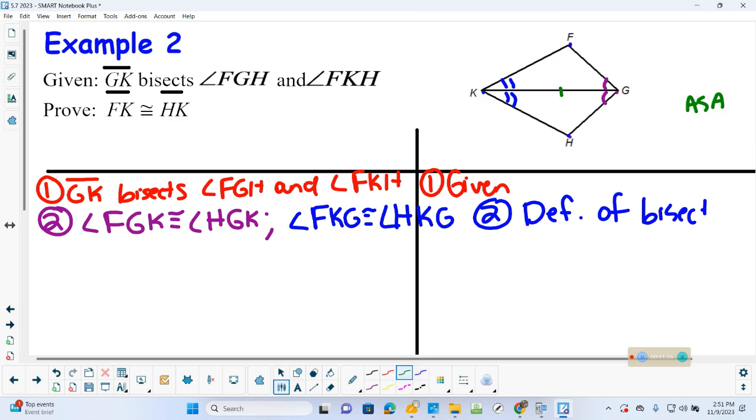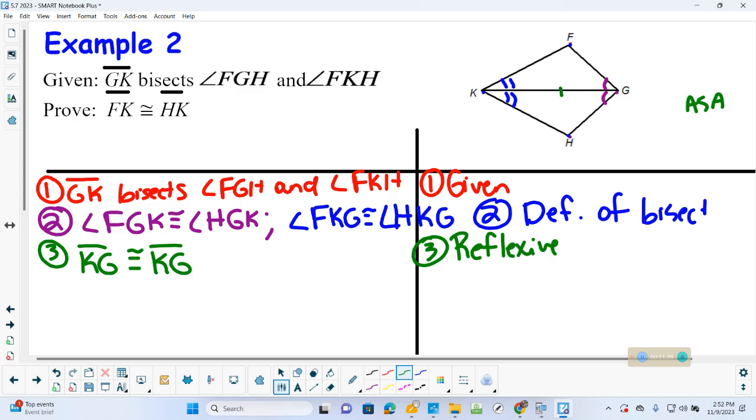But if it's the same reason, you can do it all in one line. Now I also put the green mark on. I need that in here because I only have 2 pieces of congruency. So that's that shared side. So we're going to say KG congruent to KG. That's an easy reason. What's the reason for that? Reflexive. Remember, reflexive is pretty common in these triangle proofs. Got it? Okay, so I think we've got our 3 pieces of congruency. We are ready to say they're congruent by angle side angle.